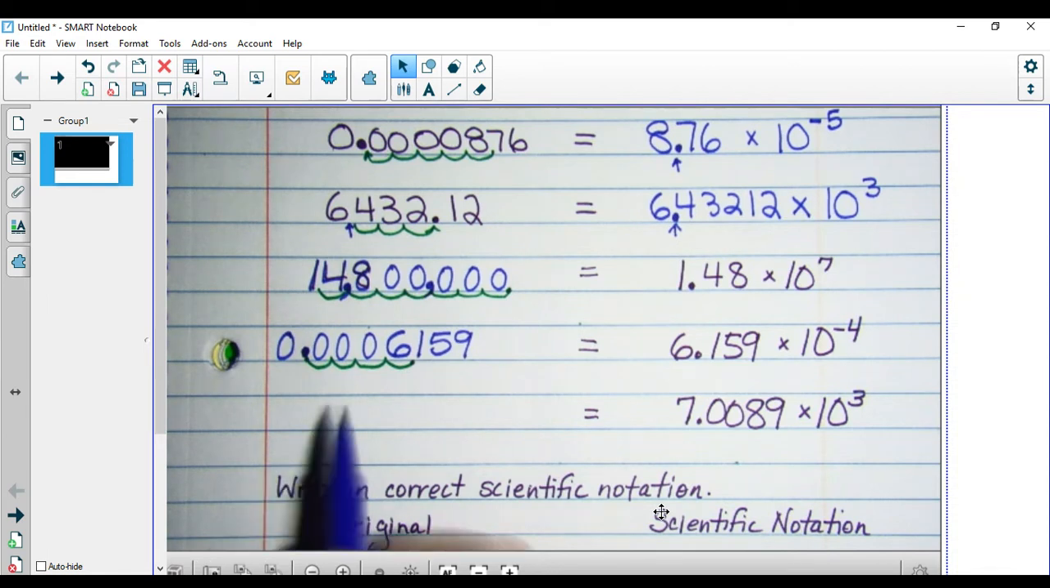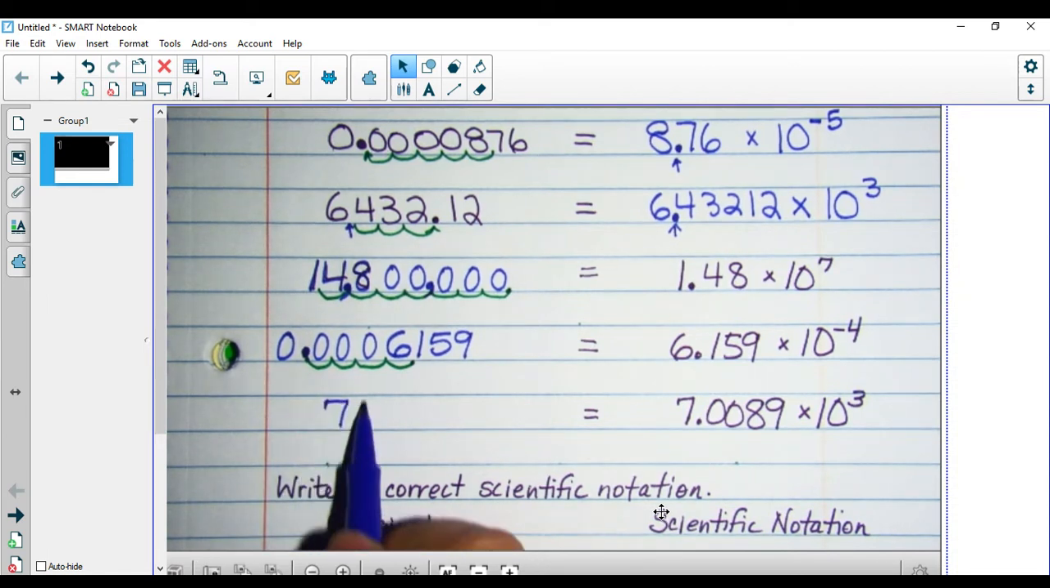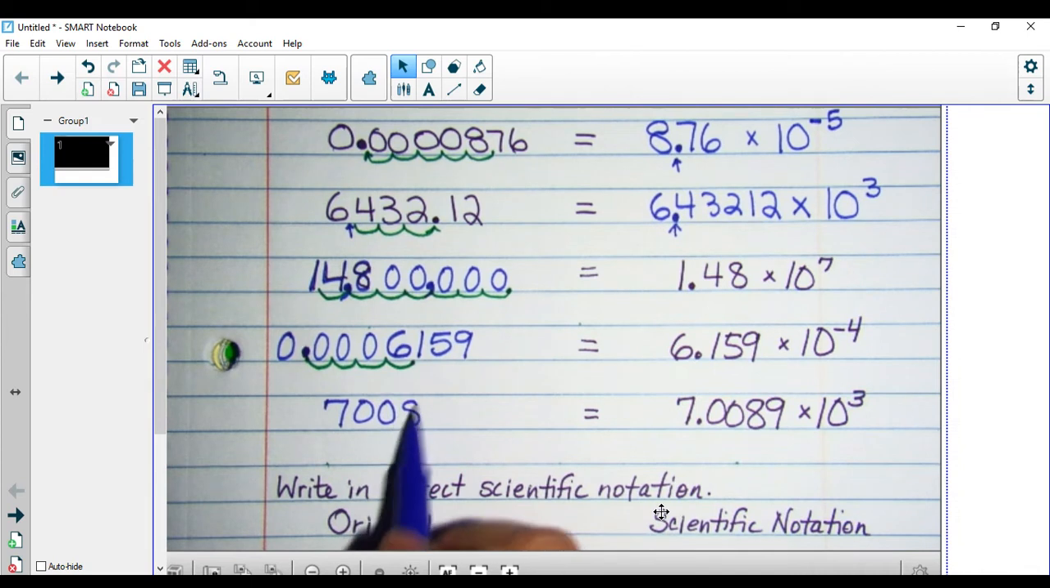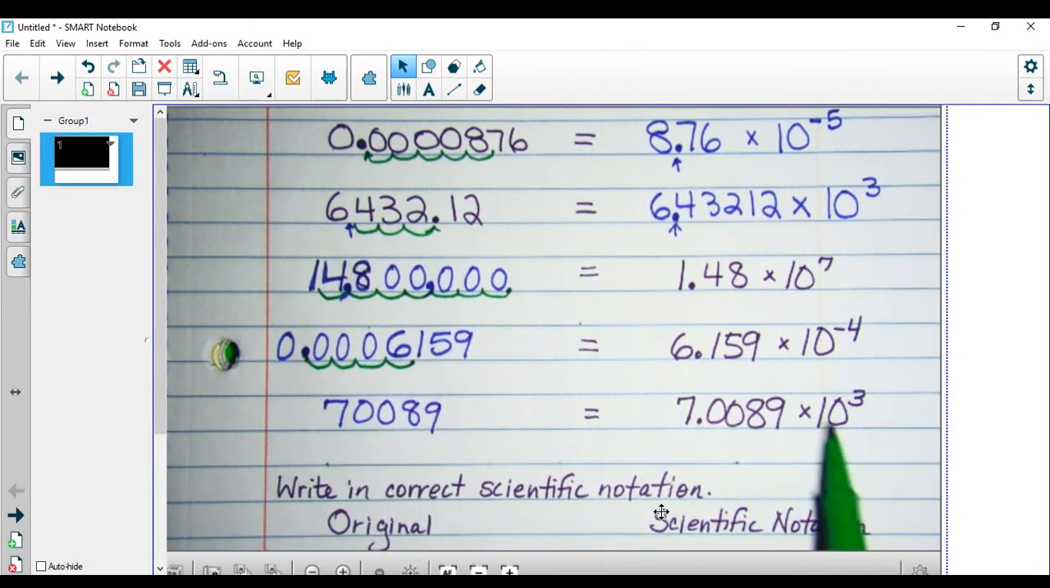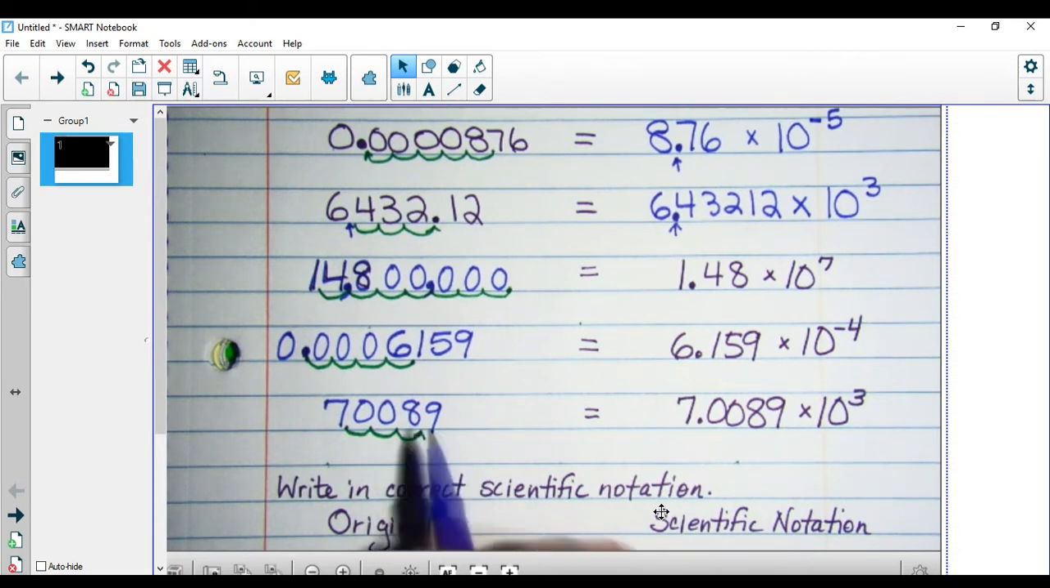Last one, same process. 70089. I'm multiplying by 10 to the third, so I need to move my decimal to the right 3 places, and I get the number 7,008.9.